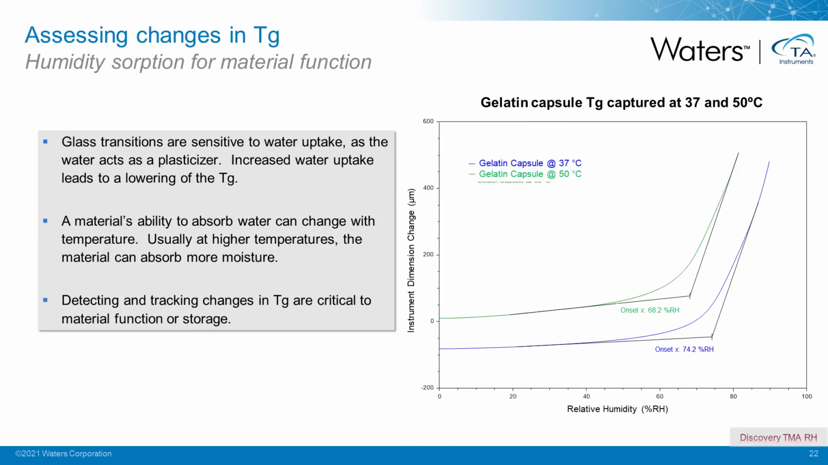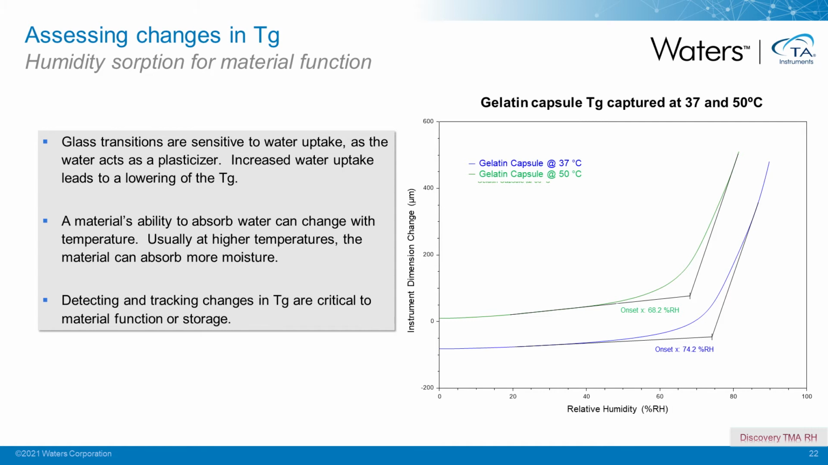Moving now on to data from the Discovery TMA. Now we're looking more at drug delivery systems. So now we're looking at a gelatin capsule, and again, this is a relative humidity ramp, so we're using this to compare a capsule at 2 different isothermal temperatures.